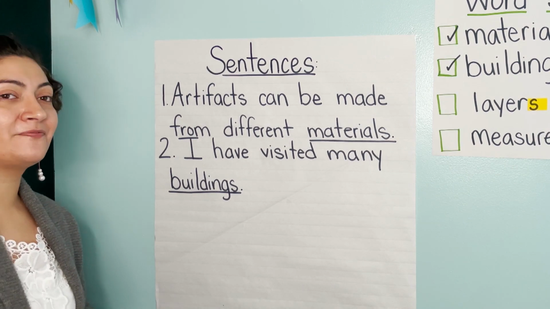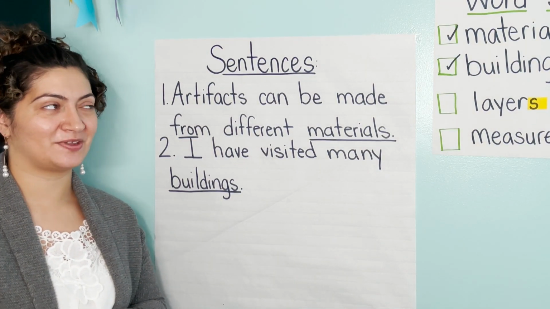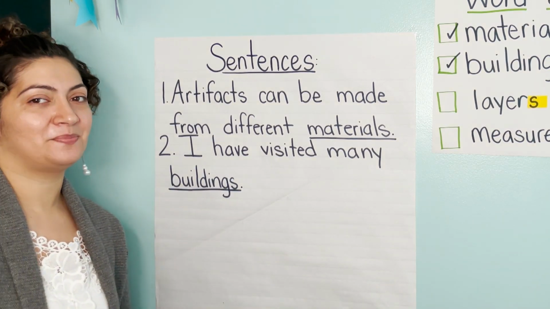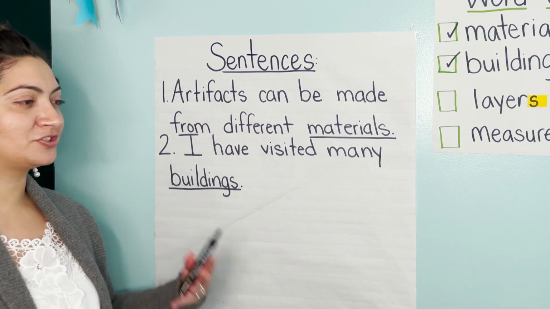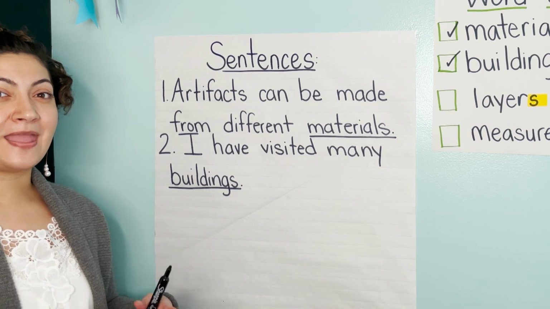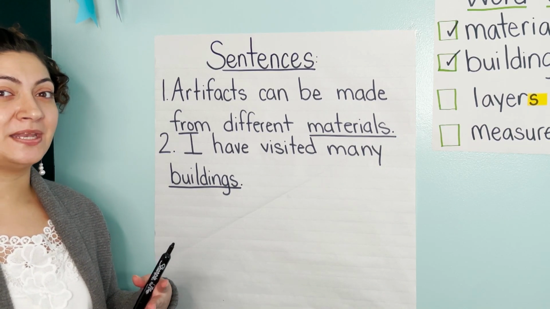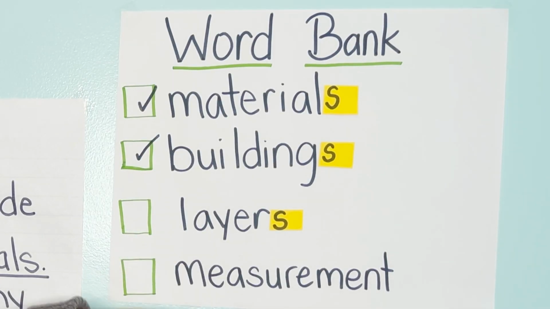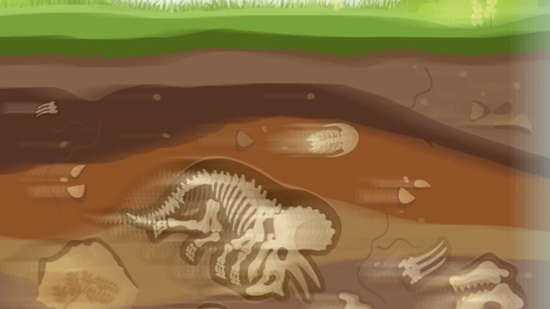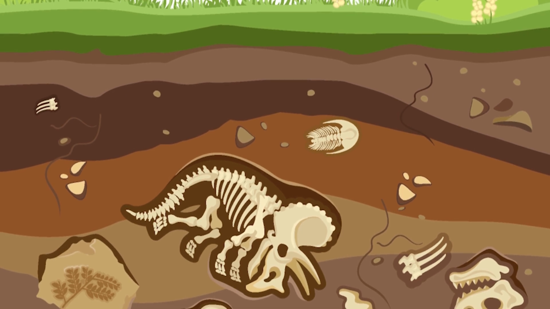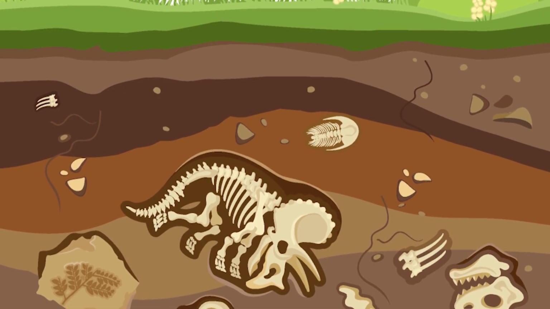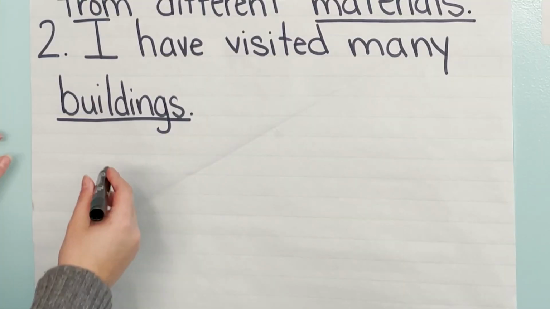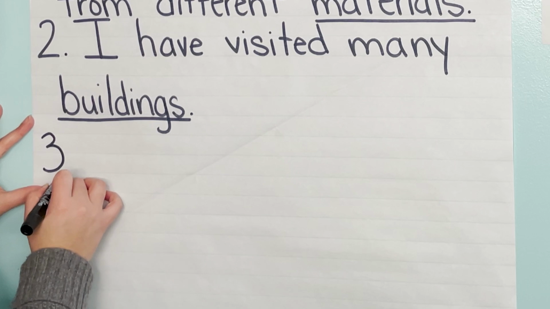Okay, so if we are writing this sentence as an archaeologist, and we know that they dig up things from the past, right? Fossils and treasures and artifacts. Maybe they dig through many what? Many layers of the ground, right? Let's see if we can write that into a sentence. So, I dig through many layers, right? That would work.